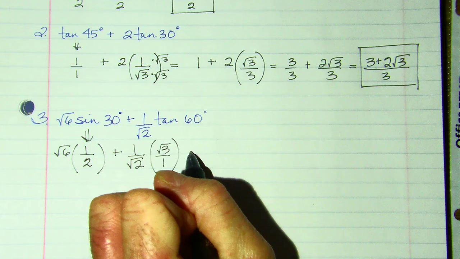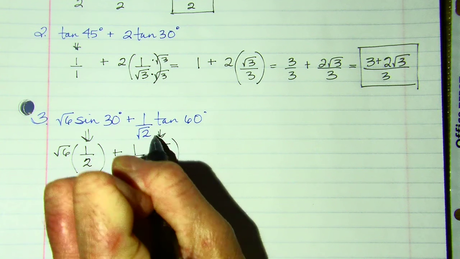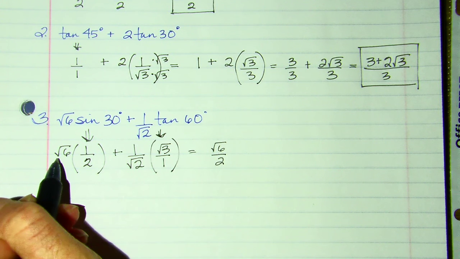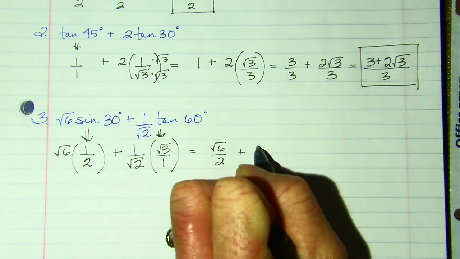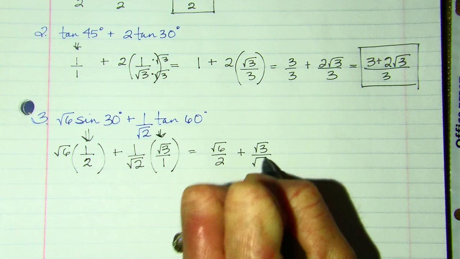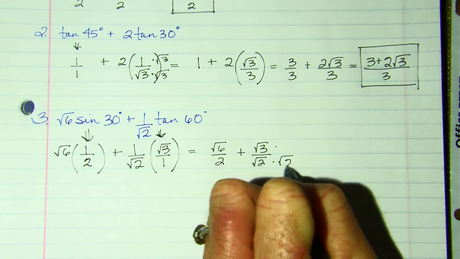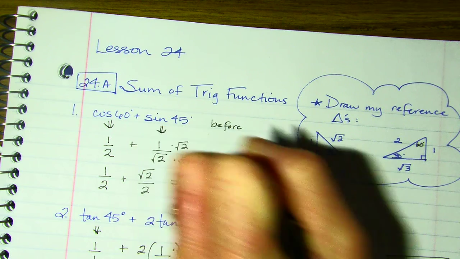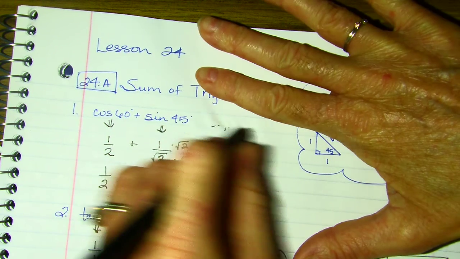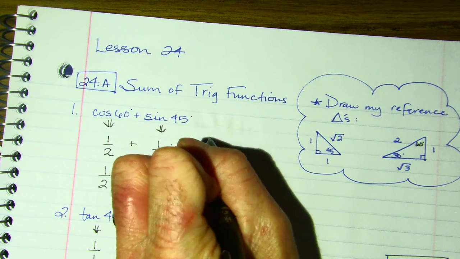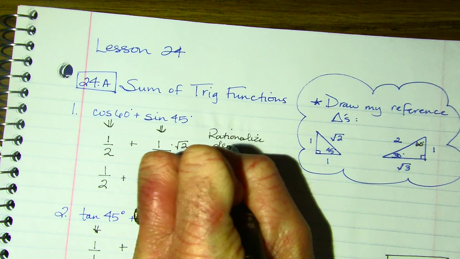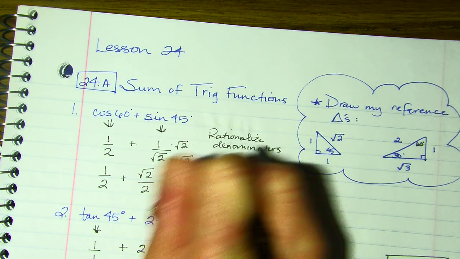Okay, so I'm going to now simplify each. So that gives me root 6 over 2 for this first one. There's nothing underneath. Plus root 3 over root 2. And I have to rationalize. Don't worry about like denominators. Always rationalize denominator first. So I'm going to write that. Rationalize denominator first.